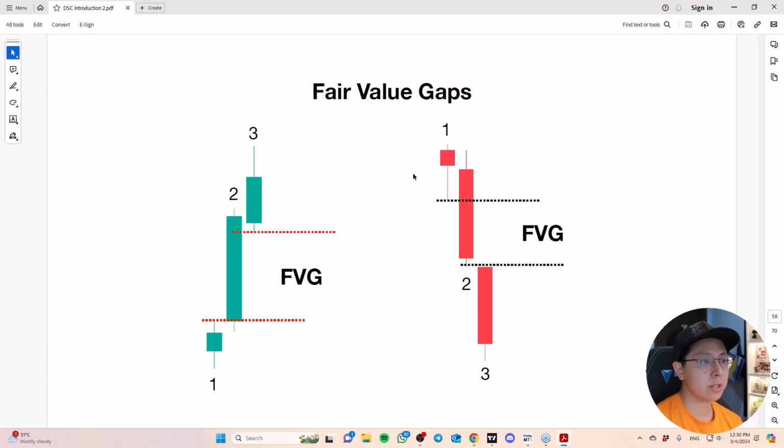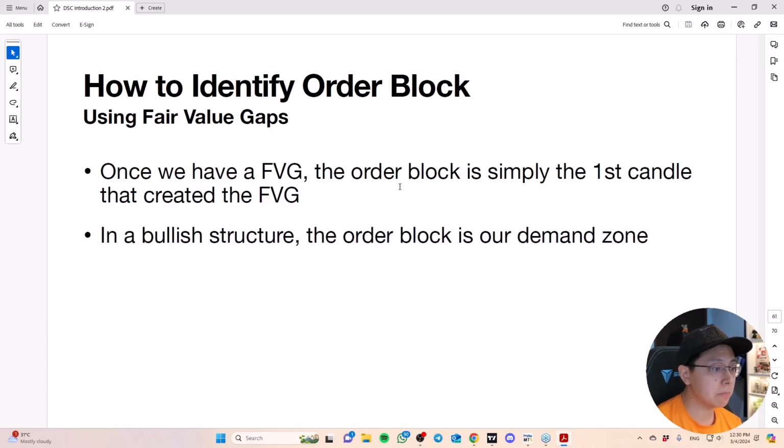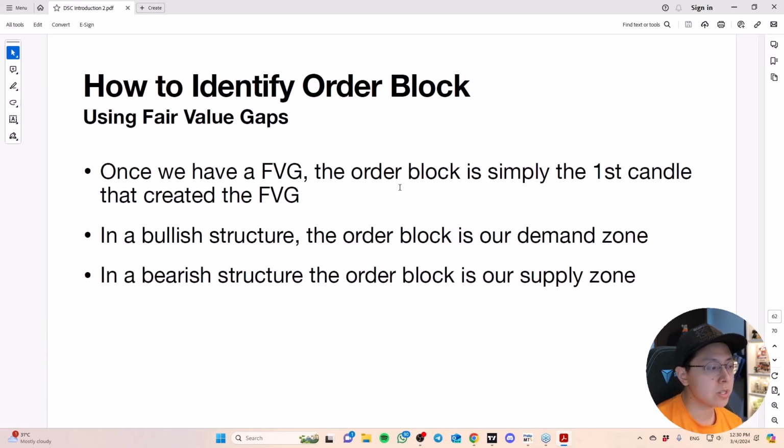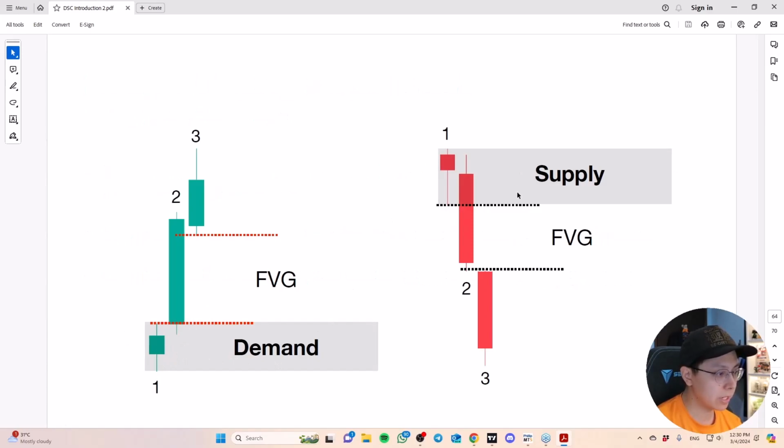If you're interested in the order flow strategy, fair value gap is the first principle you need to be familiar with. Then once you identify the fair value gap, the order block is quite straightforward. It's simply the first candle that created the fair value gap. If today we are looking at a buy opportunity, then we're looking at demand. Today we're in a bearish structure, we're interested in the sell, so we're looking at a supply zone. Again, very quickly, same chart, that's your demand, that's your supply.